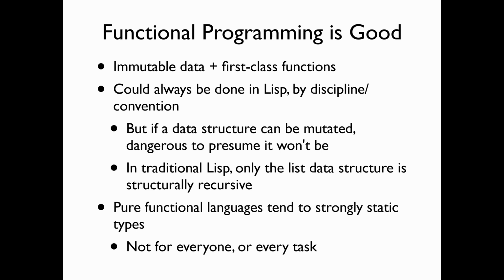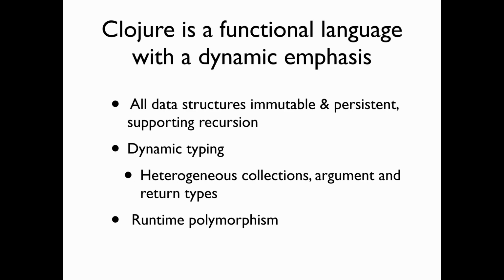So Clojure is dynamically and runtime typed, not statically typed. As a functional programming language, it's with Erlang that way, and not with ML and Haskell. So Clojure is functional, but it has a dynamic emphasis. Not only is it dynamically typed, but the data structures, again, are immutable and persistent. I'll talk more about what I mean by persistent data structures later.